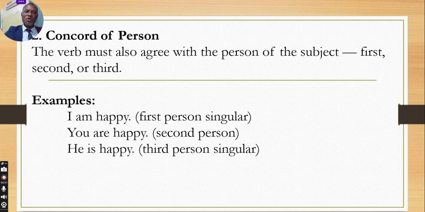The verb must agree with the person of the subject, whether the first person, the second person, or the third person. First person, I; second person, you; third person, they. I hope you're getting that. Now, for example, I am happy. First person singular, I, and the verb that goes along with that I is am.